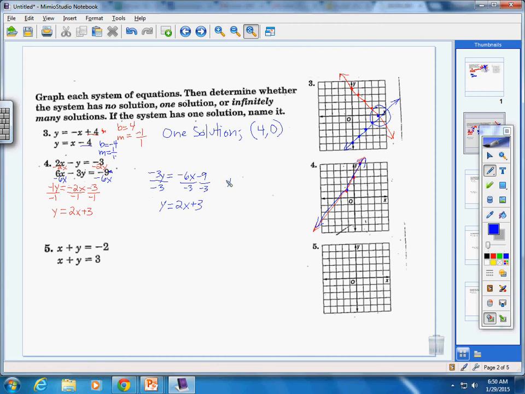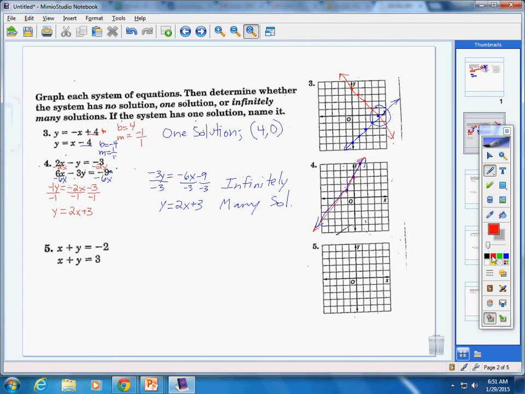So that means that there are infinitely many solutions. Don't forget to answer this question. Infinitely many solutions. Okay, we graphed the equations, and then we told how many solutions there were.